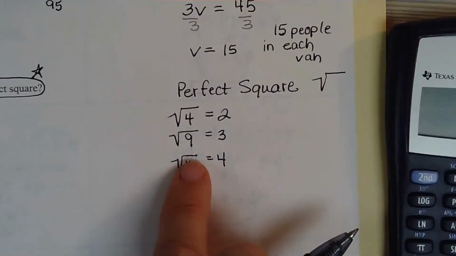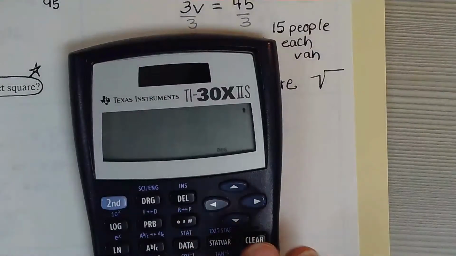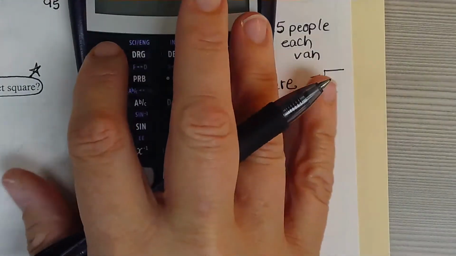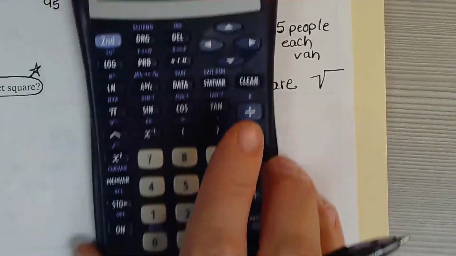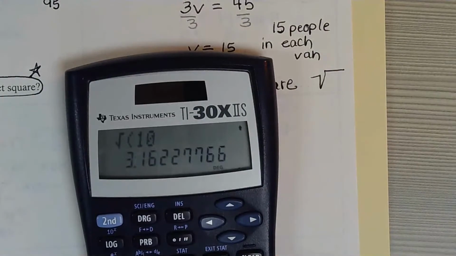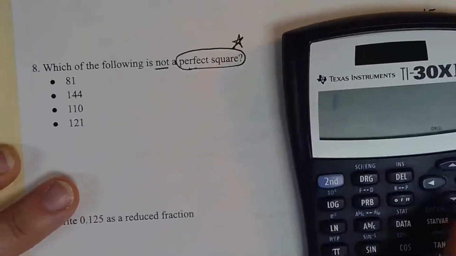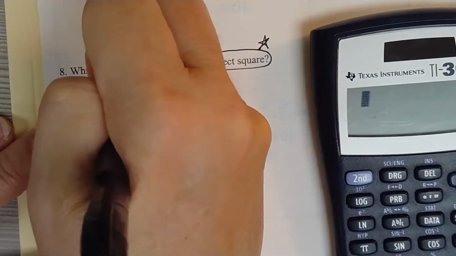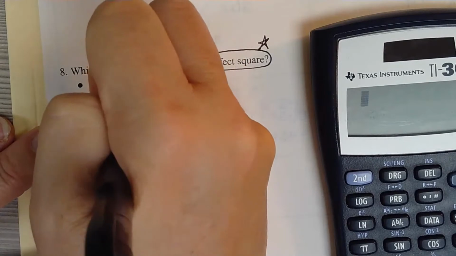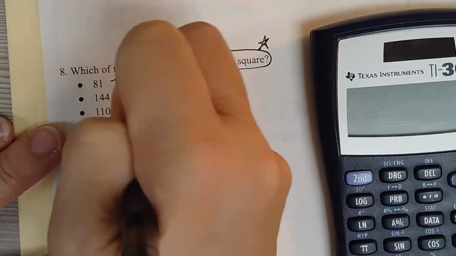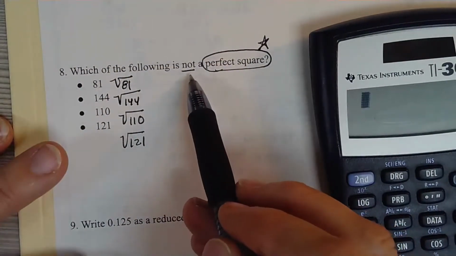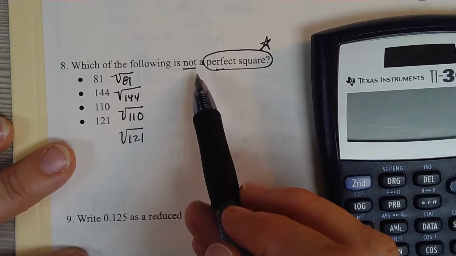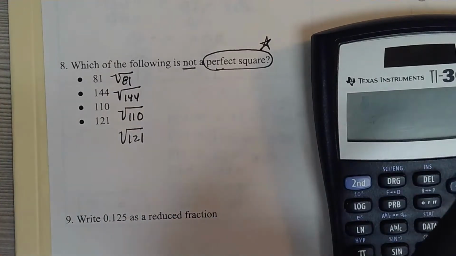So, for instance, 10, I didn't write down 10. So if I found the square root of 10, remember, second, X to the second button. Okay, so we have that square root 10. Look at that. It's a big, long decimal number. So square root of 10 is not a perfect square. All right, so we're going to do that for these problems over here. We're going to do the square root of 81, the square root of 144, the square root of 110, and the square root of 21. Which of these is not a perfect square? Meaning 3 of them are perfect, 1 of them is not perfect.